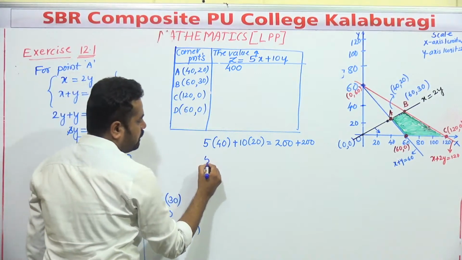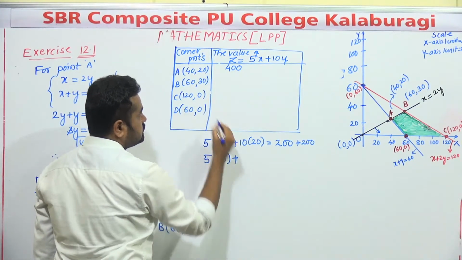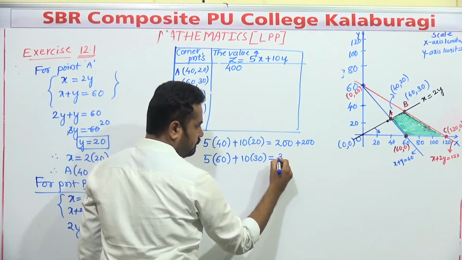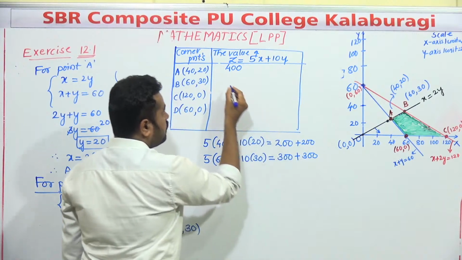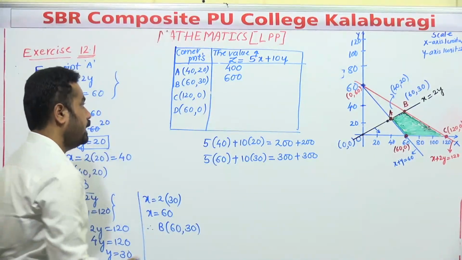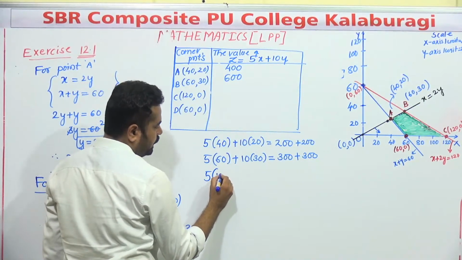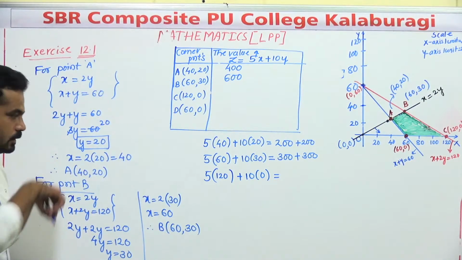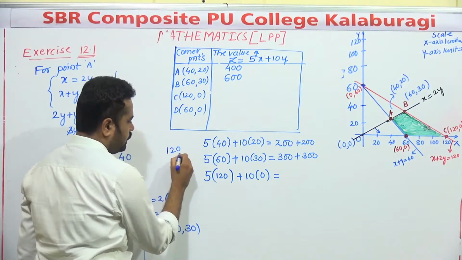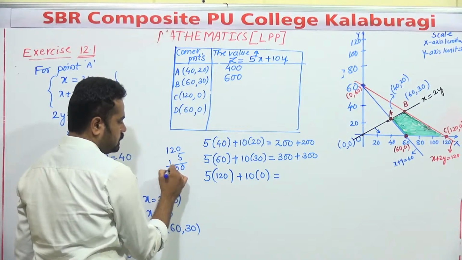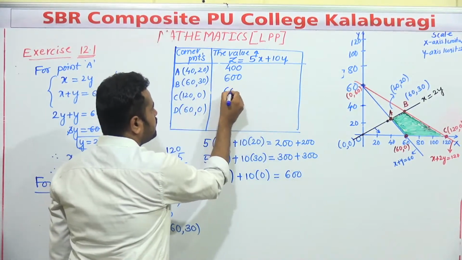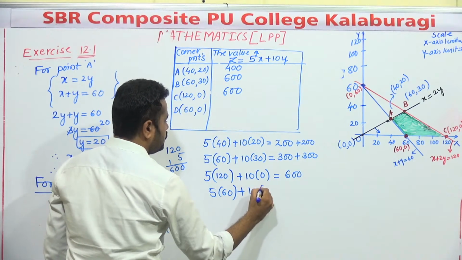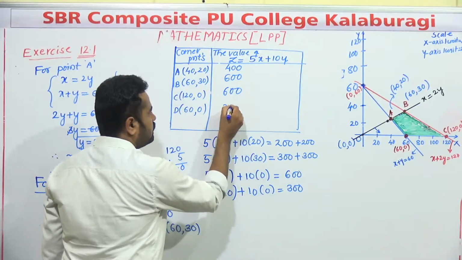Correct? Next, 5 into the x value, which is 60, plus 10 into 30. This is 300 and this is also 300, and the sum of these two is 600. Next, 5 into 120 plus 10 into 0. This is 600. And if you substitute 5 into 60 plus 10 into 0, we get 300. Here we get 300.